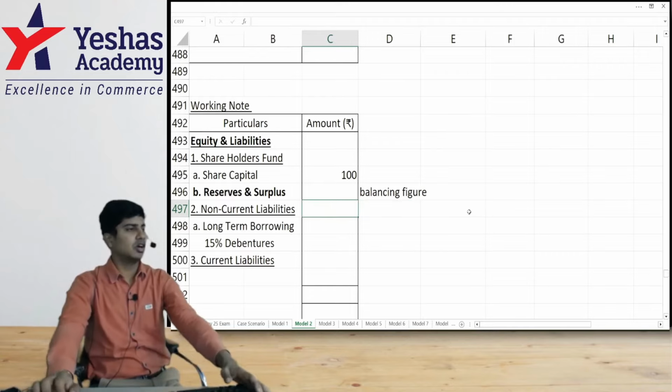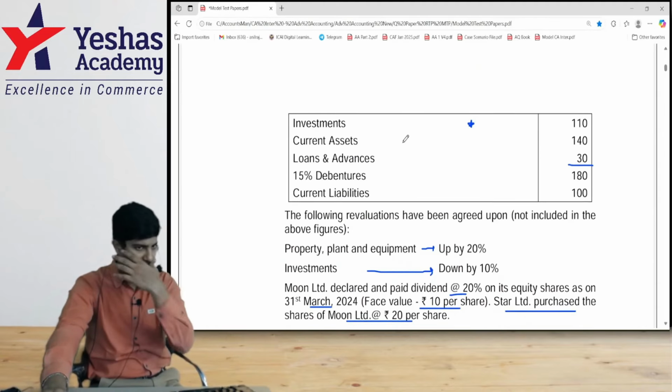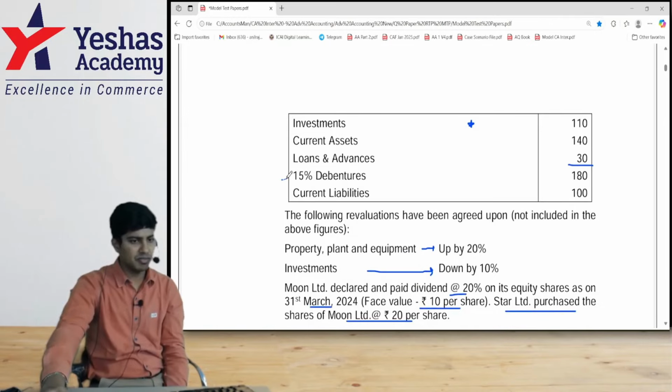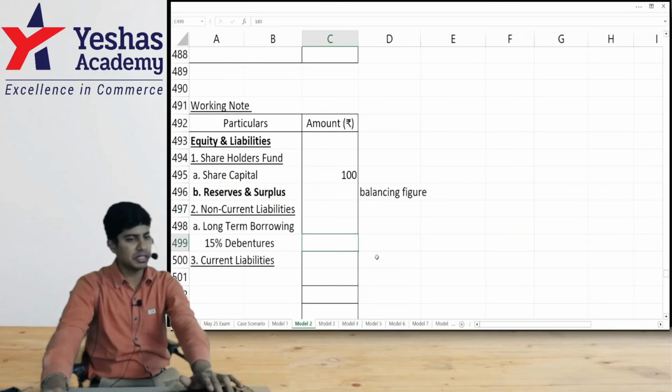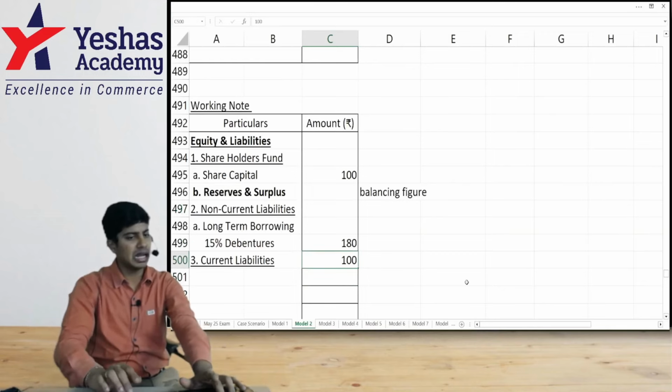What about their long-term borrowings? What are the other items that they have? Liabilities are 15% debentures and current liabilities. 15% debentures 180, current liabilities 100. I'll write 15% debentures 180, current liabilities 100. This is the liability side. Done.